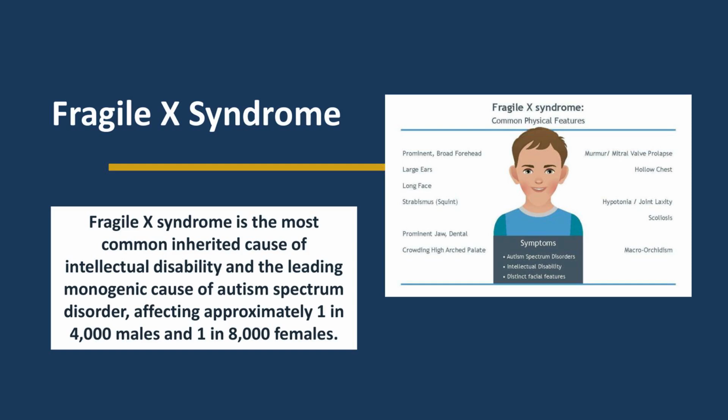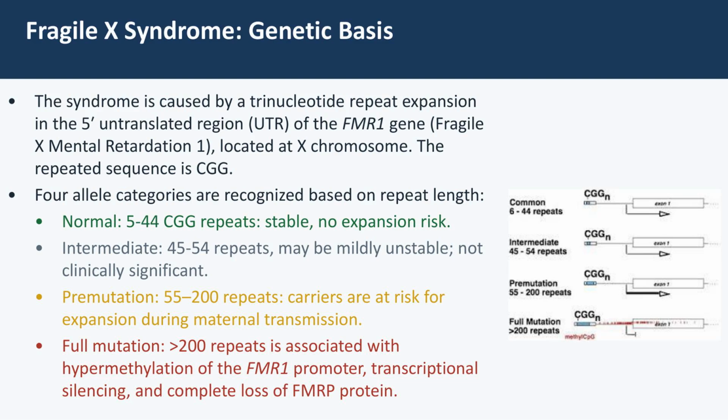Fragile X syndrome is a leading cause of inherited intellectual disability, affecting both males and females with significant clinical implications. Fragile X syndrome is caused by a trinucleotide repeat expansion in the FMR1 gene, located on the X chromosome. The repeated sequence is CGG.